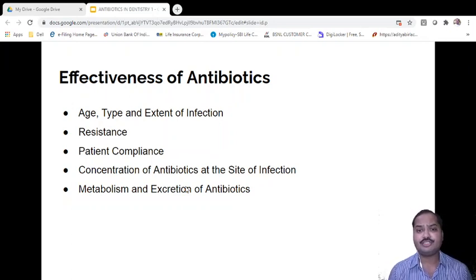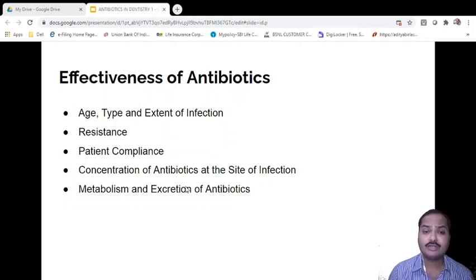The type of infection means the larger the size and extent of the infection, the lesser the effect from the antibiotics, because they will have more and more of the virulent microorganisms. So a higher concentration of the antibiotic will be required at the site.